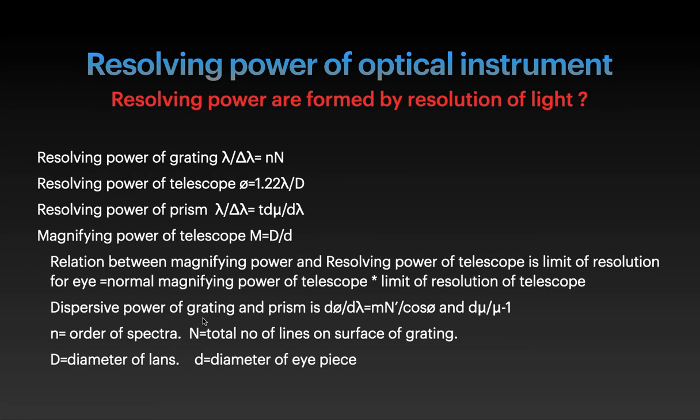Dispersive power of grating and prism is del phi by del lambda equals m by d cos theta and d mu by mu minus 1. n is the order of spectra, N is the total number of lines on the surface of the grating, capital D is the diameter of the lens and small d is the diameter of the eyepiece.